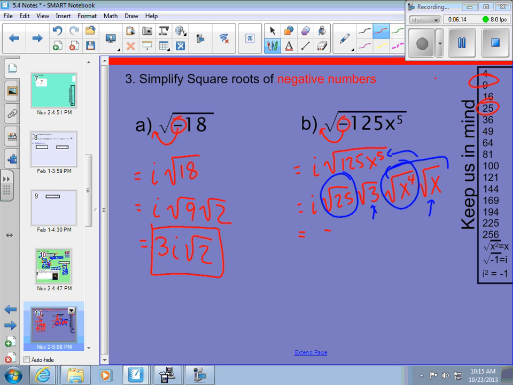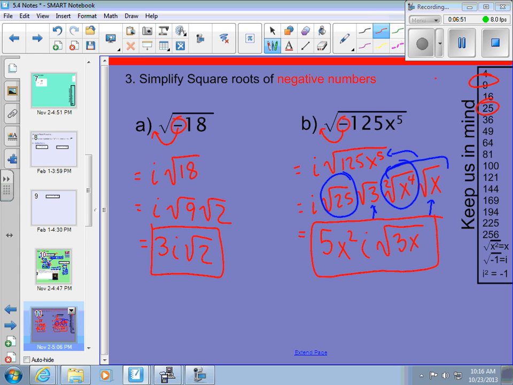Square root of 25 is 5. X to the 4th does simplify. That would end up being x squared. Because if you take the square root, remember there's like a 2 here, where we're dividing 4 by 2, we get 2. We also have this I, it's an imaginary number. Now what's not able to simplify, we put back together under 1 square root. So these 2 other terms stay under the square root sign, and that's our simplified answer. So 5x squared I, square root of 3x.